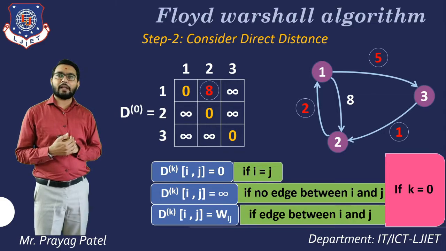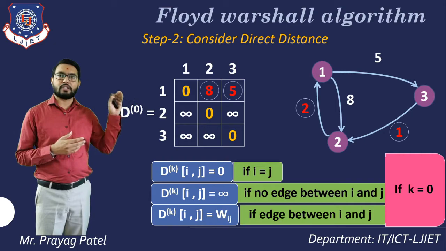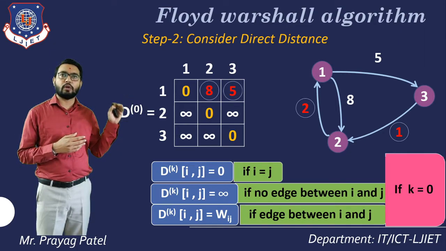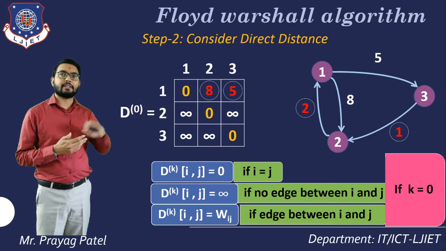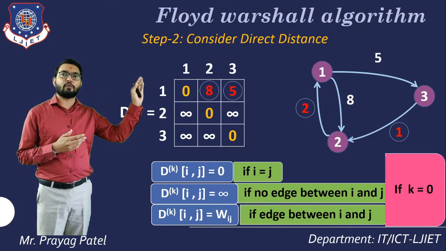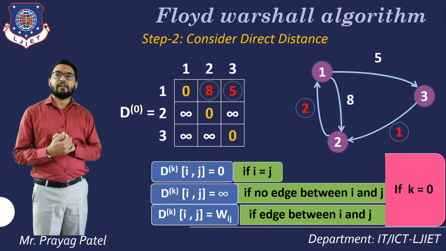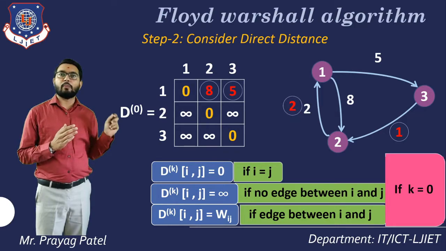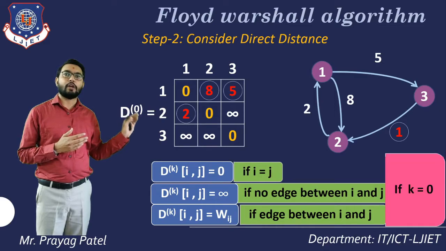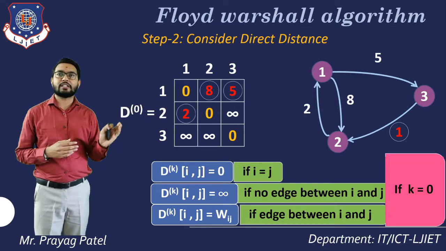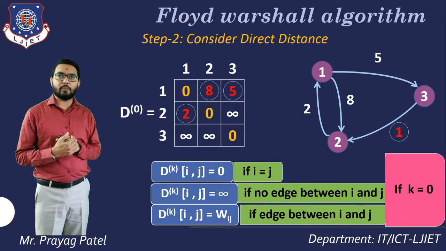Now consider the next path, from 1 to 3, because for the first row, 1 1 is 0, then 1 2 equal to 8, then 1 3. Is the 1 to 3 path available? Yes. Then what is the distance? Distance equal to 5, weight equal to 5. So put 5 at location 1 3. Now consider the next path, row number 2, 2 to 1. Is the 2 to 1 path available? Yes. What is the value? 2. So put the distance 2 in location 2 1. Now is the 2 to 3 path available? No.